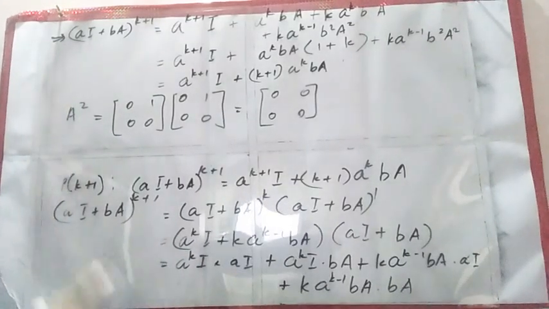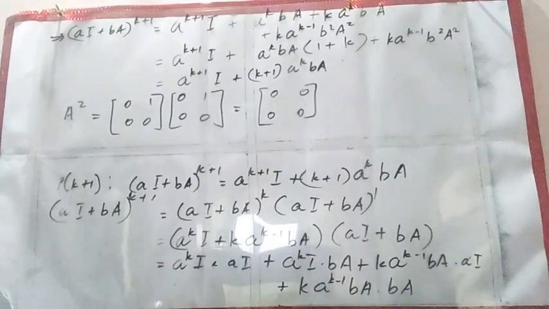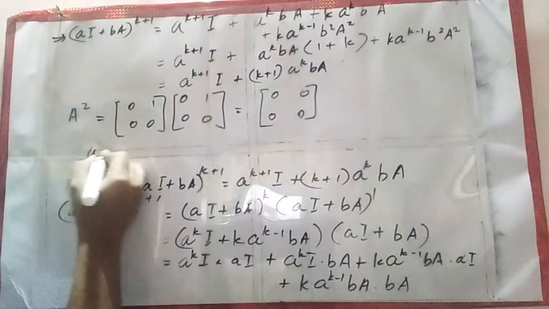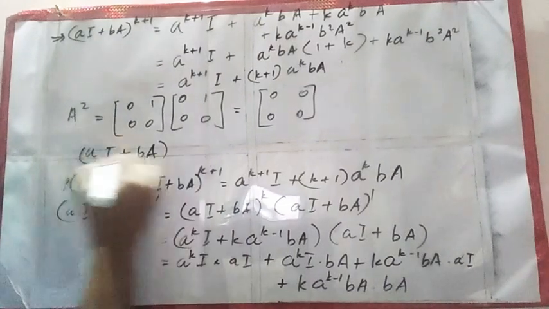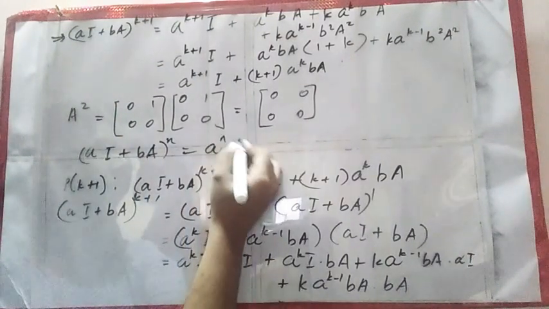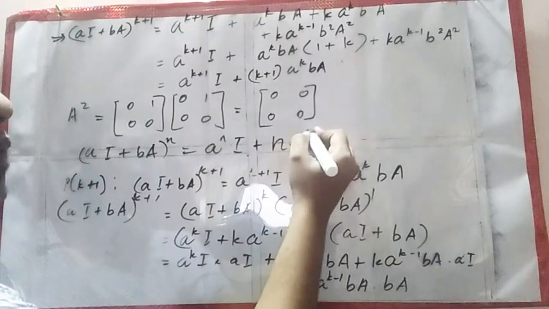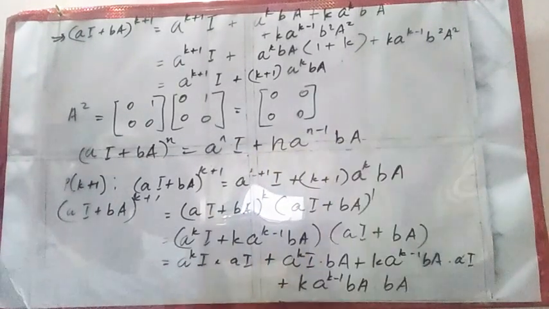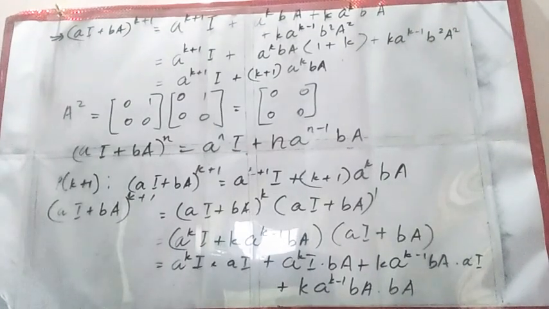So we have proved that the statement P(k plus 1) is true. That is, the result is true for n equal to k plus 1. So hence by the principle of mathematical induction, we can say that the result is true for every positive n. Hence we can say that the result (aI plus bA) whole raised to n is equal to a raised to n I plus n a raised to n minus 1 bA is true for every positive integer n.